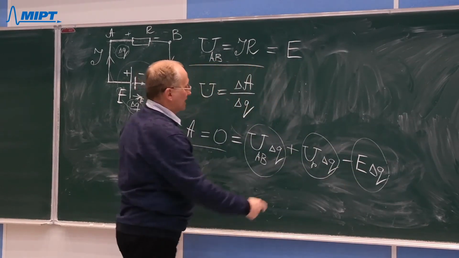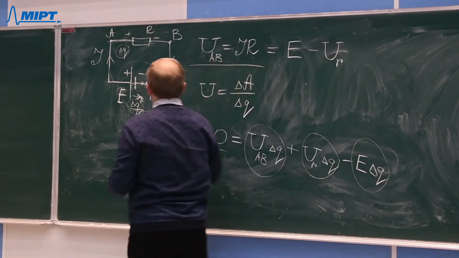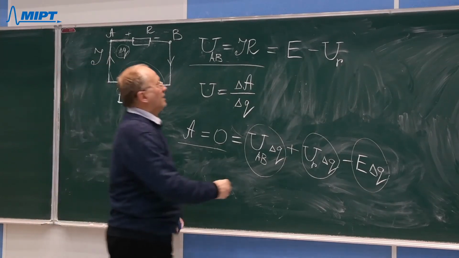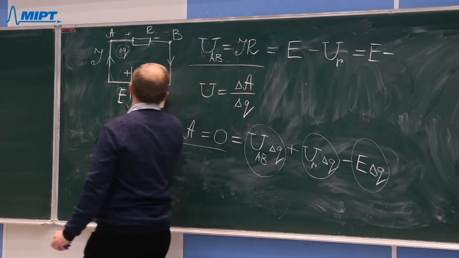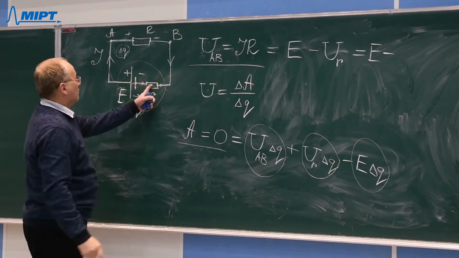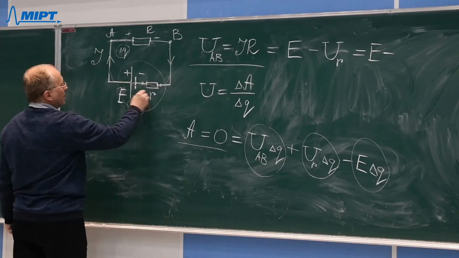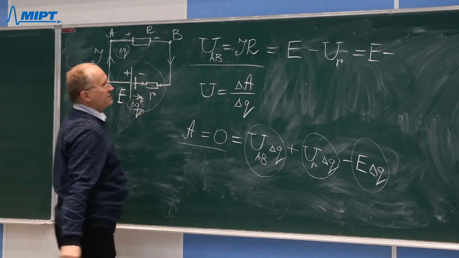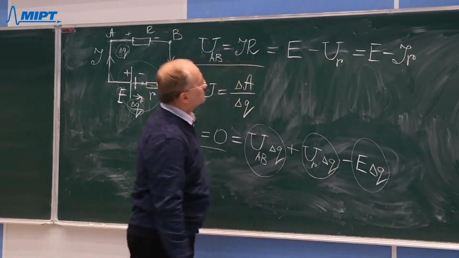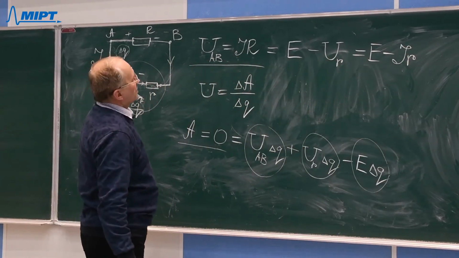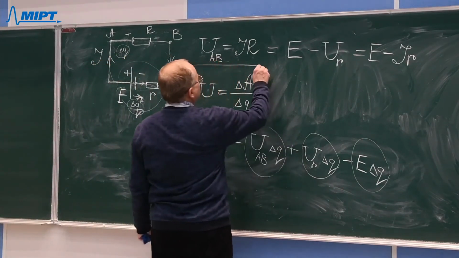to the electromotive force of the battery minus potential difference on the internal resistance of the battery. And that will be the electromotive force minus, what is the potential difference on this resistor? Well, that will be, due to usual Ohm's law, the current strength times the internal resistance. So we obtain, in this way, Ohm's law.